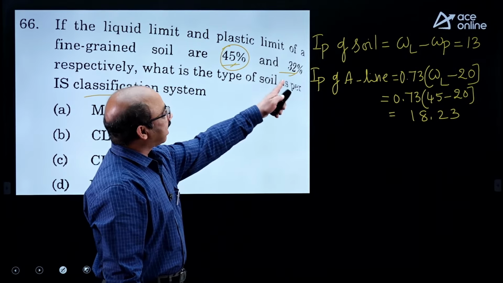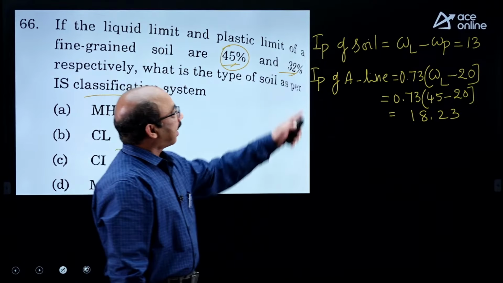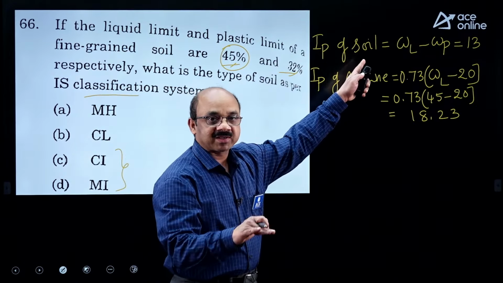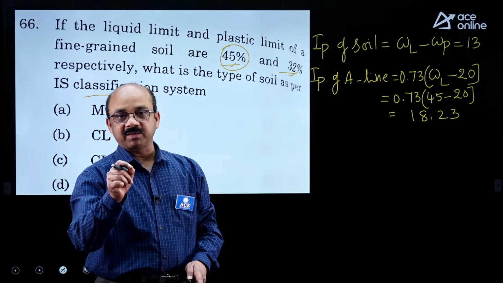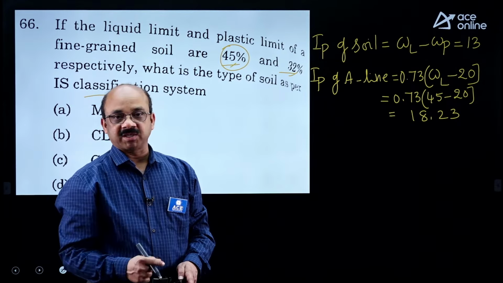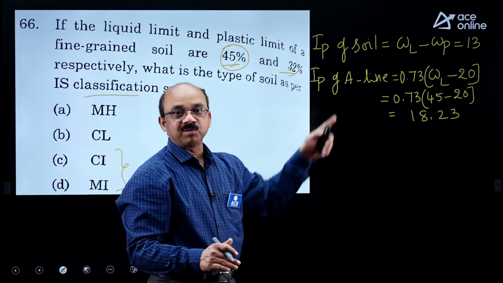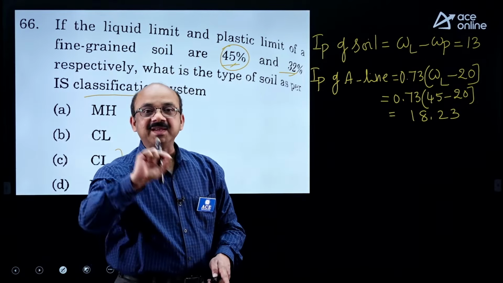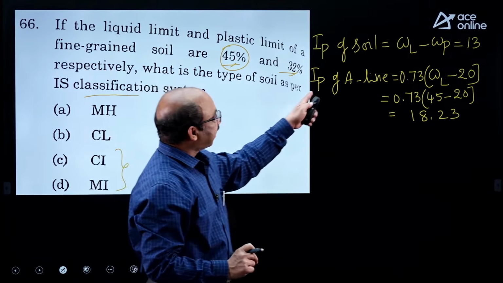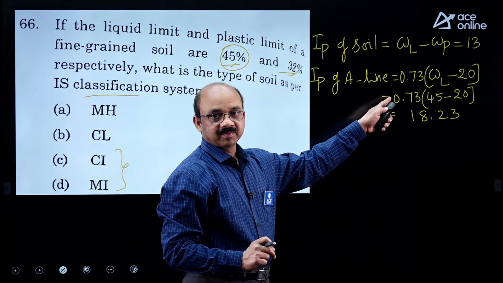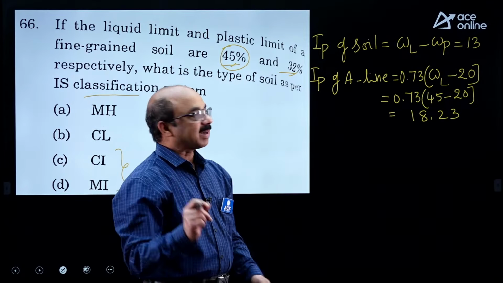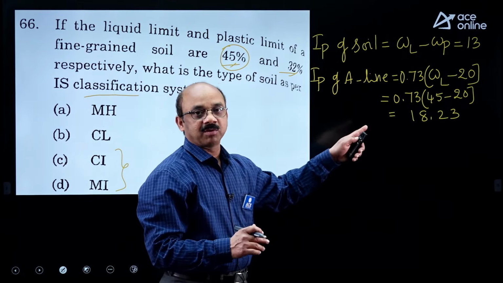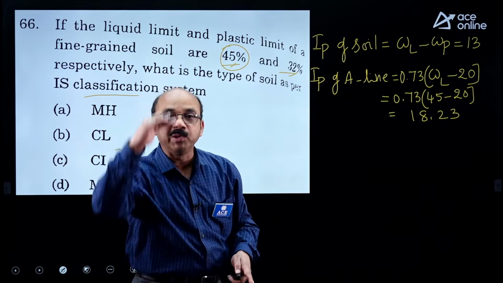So if you compare the IP of the soil and IP of the A line, IP of the soil is something less than the IP of A line. So if you plot the point on the plasticity chart, IP of the soil is going to fall below the A line. So this is the A line equation. Height of A line is 18.23, or IP of soil is only 13. 13 is less, so IP of soil is going to plot below A line.